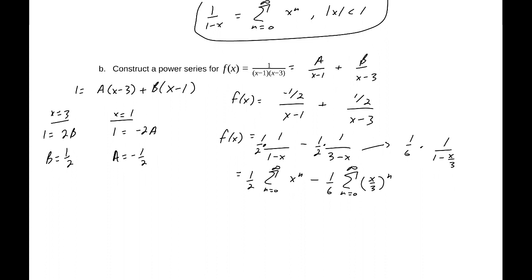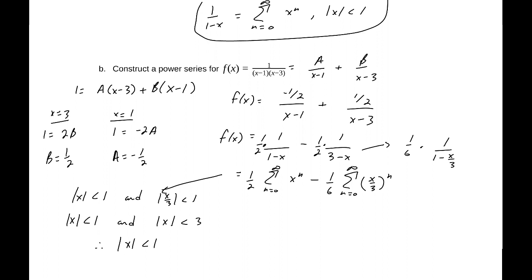Now, this is valid as long as the absolute value of x is less than 1 and the absolute value of x over 3 is less than 1. That would mean the absolute value of x is less than 1 and it's less than 3. Therefore, this is only valid whenever the absolute value of x is less than 1. That's the common interval there.